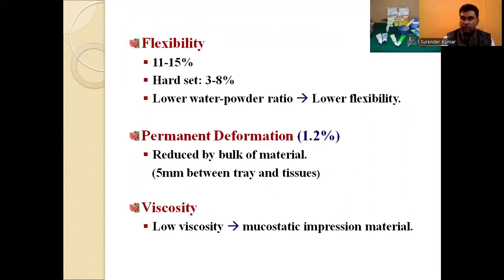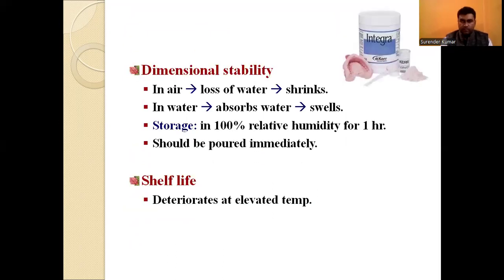Flexibility is 11 to 15%, hardness sets by 3 to 8%. A lower water to powder ratio will give you lower flexibility. Permanent deformation is 1.2%. It is reduced by bulk of the material. Therefore, we should use stock trays which have approximately 5 mm between the tray and the tissues. The space should be there. And the viscosity, the low viscosity will give a hydrostatic pressure.